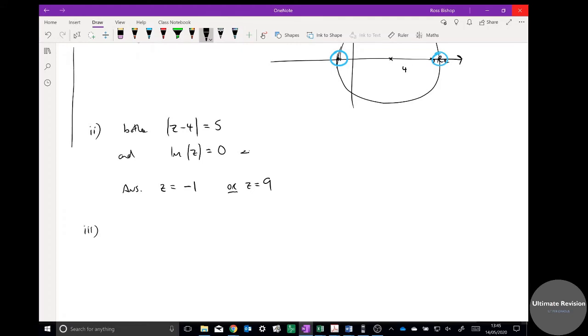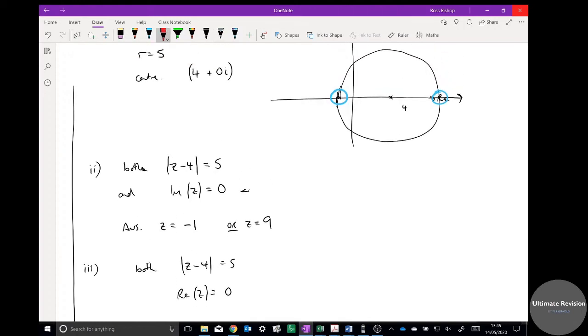Right, number 3. Another one, so what satisfies both that, so the circle, and the real part of z being 0? Okay, well this one here, that's going to be the real part equal 0, it's going to cross there and there. Okay, so what we need to do there, we need to find out those coordinates.